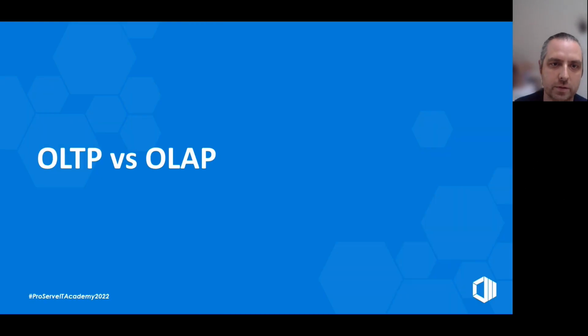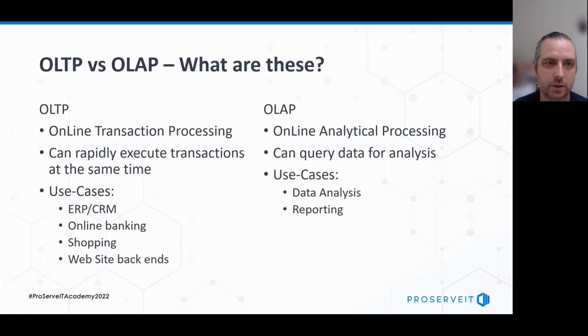So, OLTP versus OLAP. What are these things? OLTP is online transaction processing, and it can rapidly execute transactions at the same time. Most systems that you use on a day-to-day basis, your ERP, your CRM, online banking, any online shopping, most website backends, are all using OLTP system databases. They're very good at writing data very quickly, which allows for quick responsiveness when you're working with those systems.